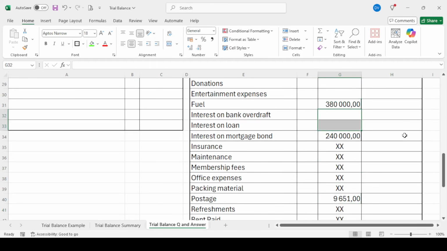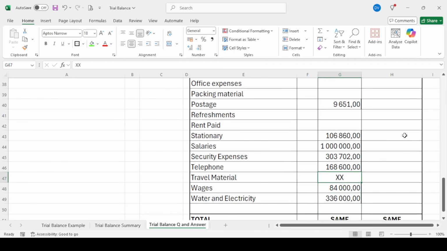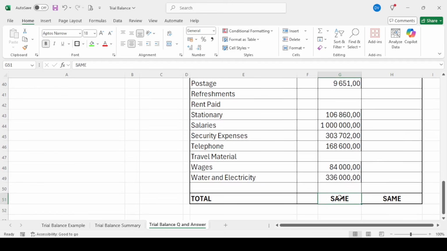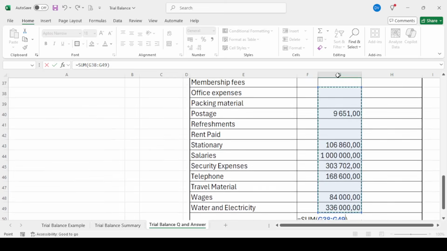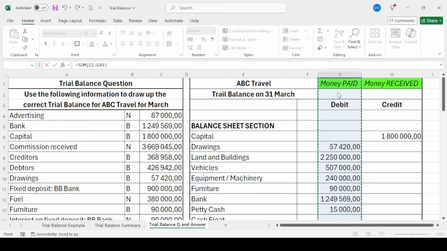There we go. No insurance or membership fees or anything. I'm just deleting the crosses so that I can do a formula to add up the two columns. No refreshments, no rent paid. You simply just leave the ones blank that didn't have a value. So at the end, you should now be able to add up both of your columns and it should give you the same amount. So I haven't done it. I'm doing it with you. Let's see what happens. I think I'm nervous now.